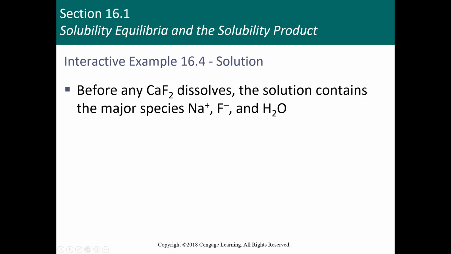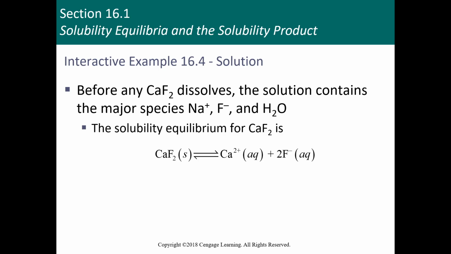So the first thing you always want to do in these problems is, of course, figure out your major species. So before you have calcium fluoride dissolving, you have sodium fluoride in water. And those will be your major species beforehand. Now, the sodium doesn't really do anything, but the fluoride is actually a common ion with your solubility equilibrium for your calcium fluoride, isn't it?